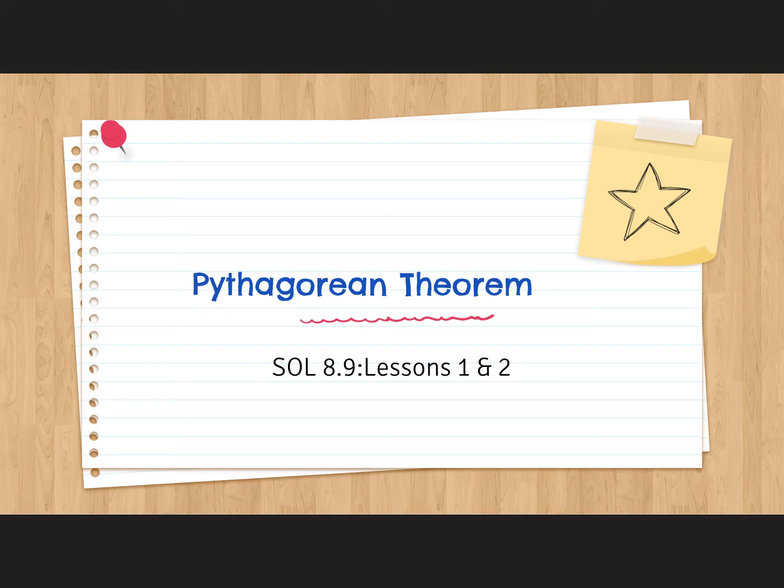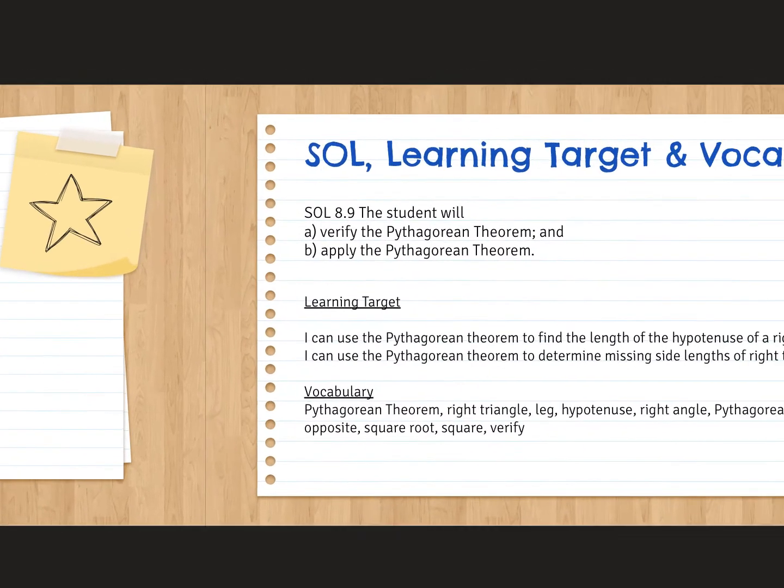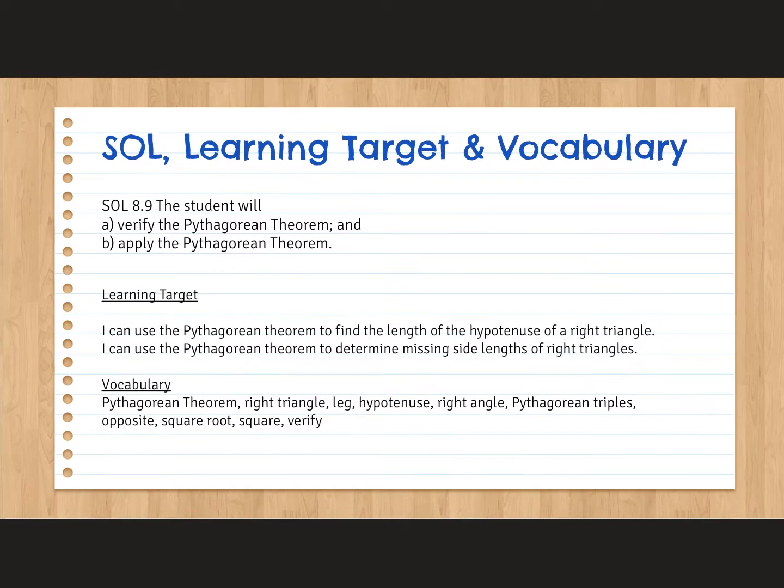For today's lesson, we are going to take a look at SO 8.9, which is lessons 1 and 2 in your Module 2 book, which is Pythagorean Theorem. All right, so SO 8.9 says the student will verify the Pythagorean Theorem and apply the Pythagorean Theorem.